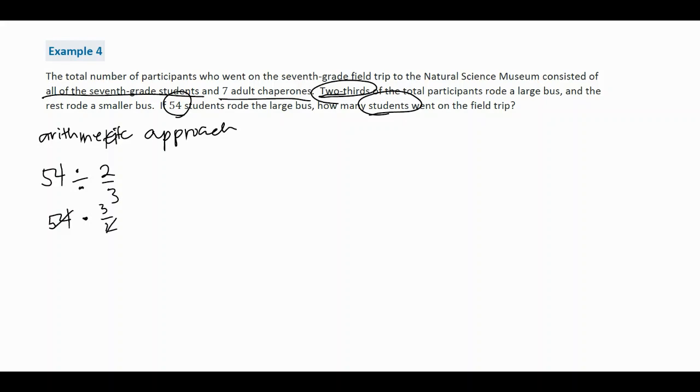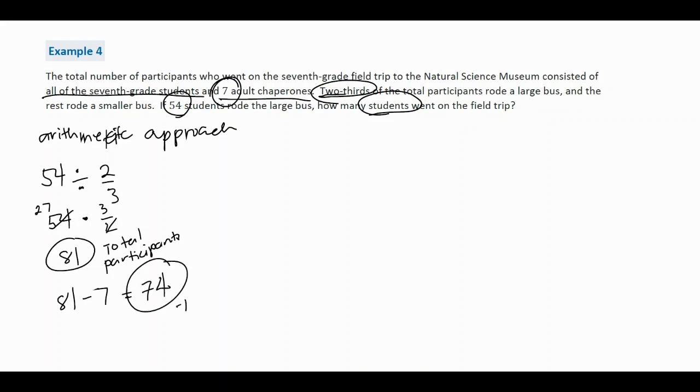This will be 27. So 27 times 3 is 81. This is the total number of participants. But you are being asked for the total number of students, so we need to subtract 7 from it. So 81 minus 7 is 74. All right, that is the arithmetic approach.